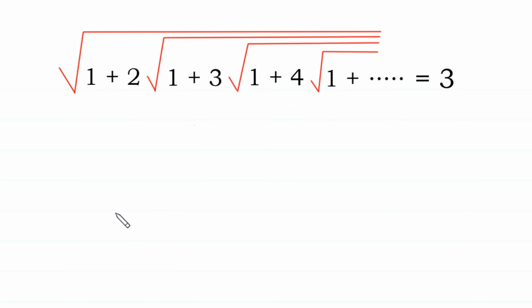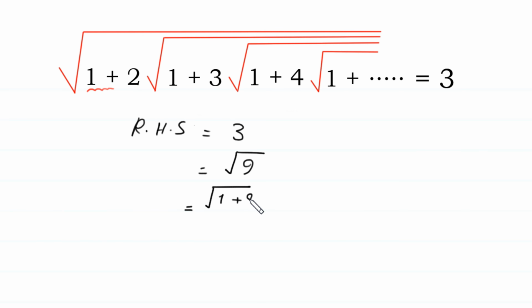Hello, welcome to how to prove that the sum of this infinite series is equal to 3. Let's start with the right hand side of the equation. On the right hand side we have 3, and because in the series we have a square root, we write this 3 as square root of 9. And because here we have 1 plus something, we write this 9 as square root of 1 plus 8.